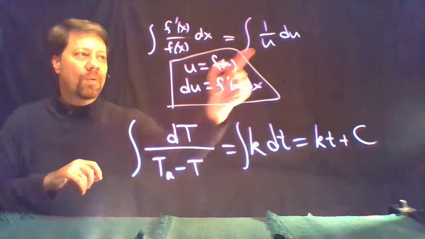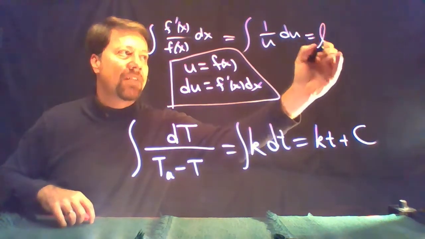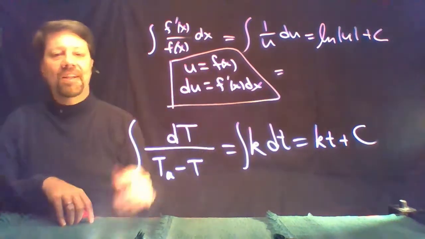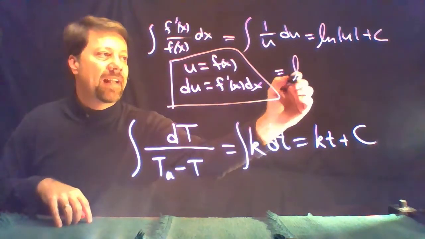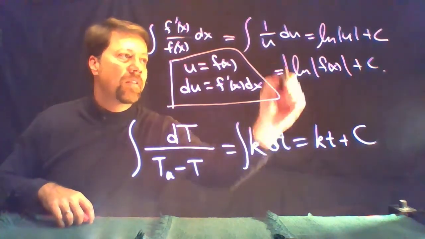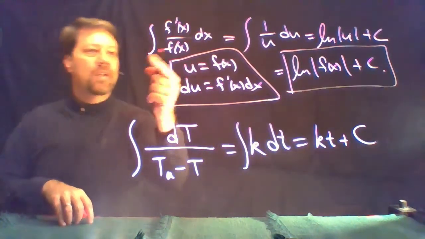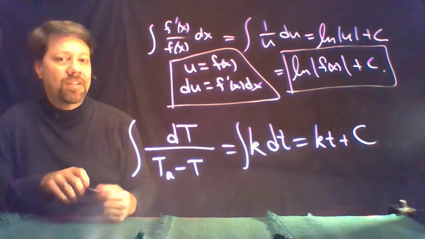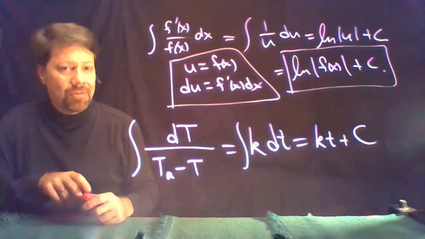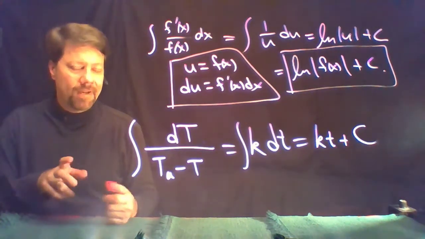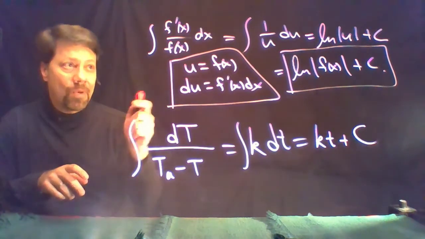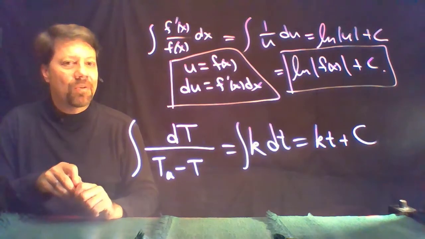Now, on the right-hand side here, we get the natural log of the absolute value of u plus c, and substituting back u equals f of x, we get the natural log of the absolute value of f of x plus c. The solution to an integral of the form f prime of x divided by f of x is the natural log of the absolute value of f of x plus an arbitrary constant of integration. We should never have to do this substitution again, so I want you to study this and make sure that you understand it.